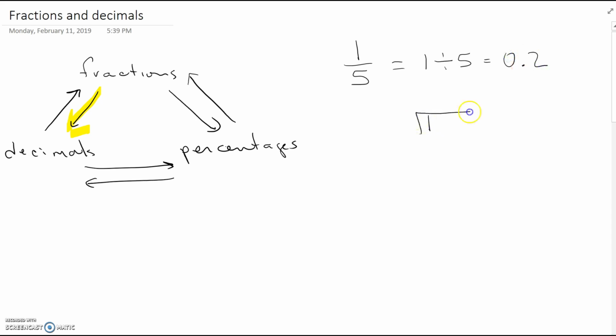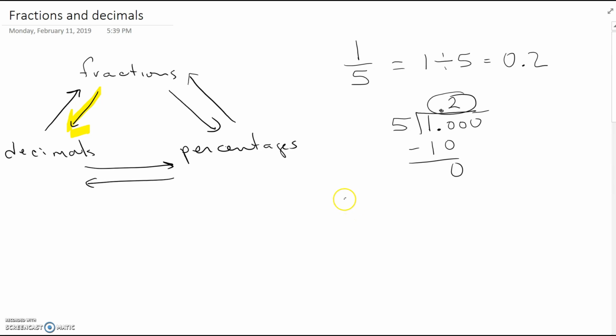If I was doing it with long division, 1 divided by 5, I can always put a decimal point and add more zeros and do my division. And 5 goes into 10 2 times. And that's how I get that 0.2. So let's try another one.